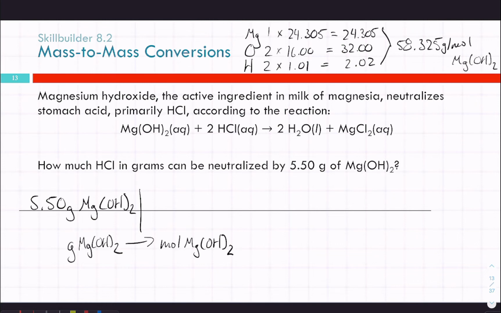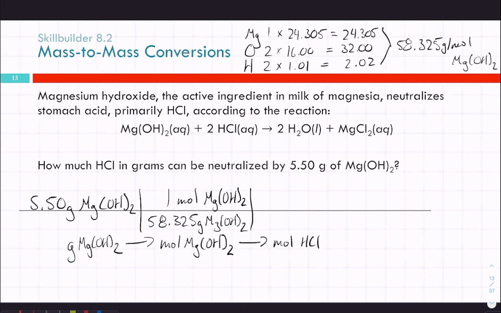So we'll use this, and again, if we have grams, we want to divide by the molar mass. So we'll divide by 58.325. That's grams of magnesium hydroxide. That gives us 1 mole magnesium hydroxide. What do we want? Oh, HCl. So remember, we're going to grams of HCl from our magnesium hydroxide. So it's a ratio between hydrochloric acid and magnesium hydroxide.